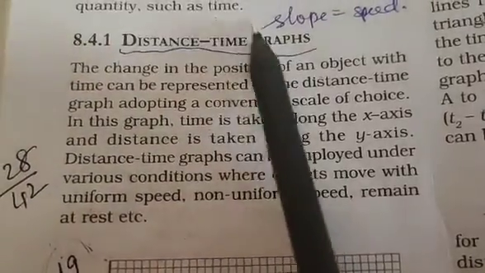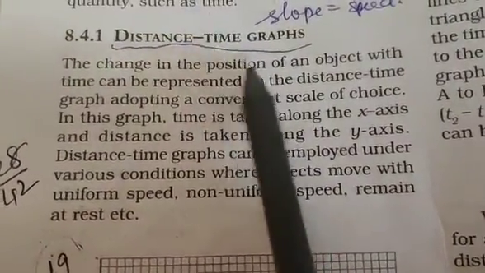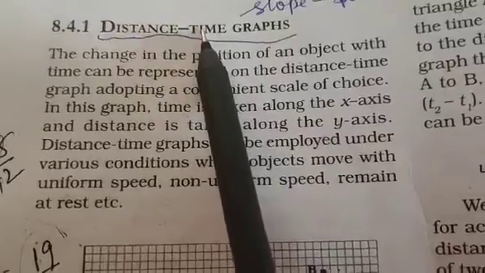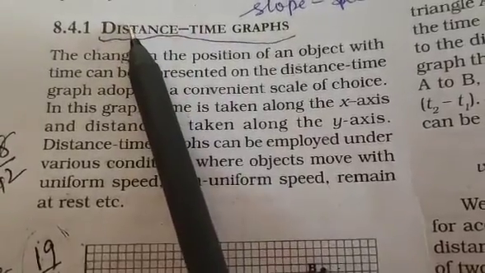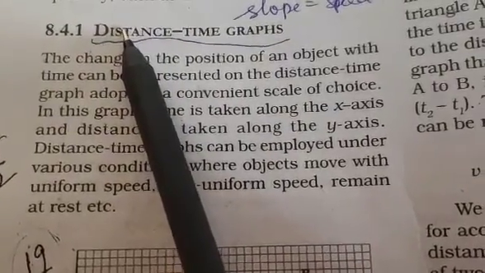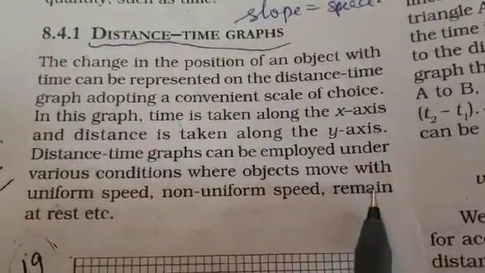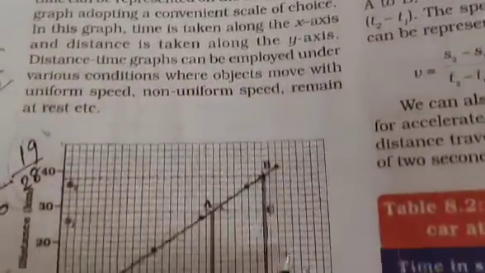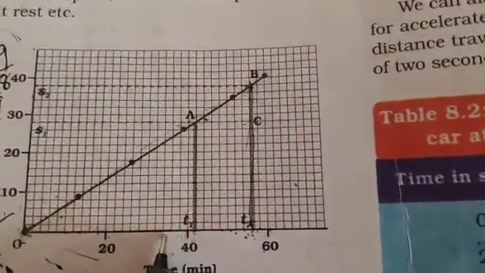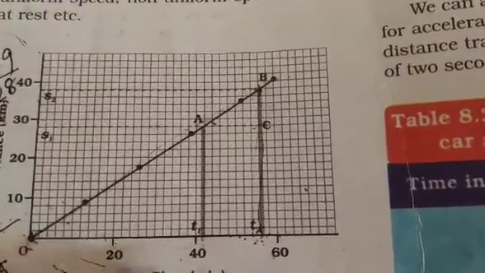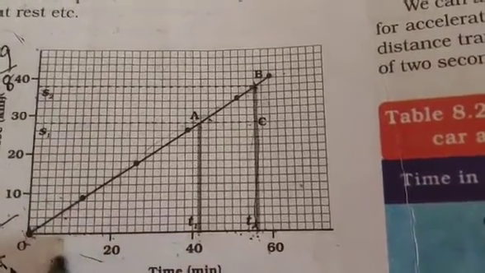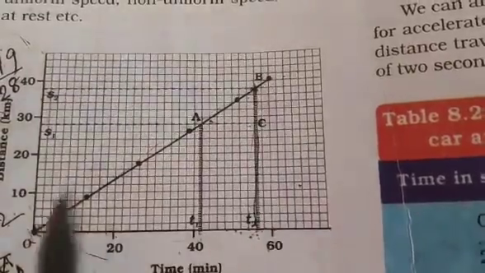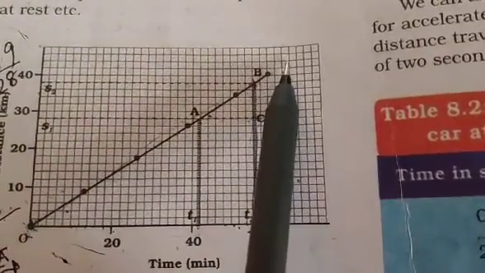In distance time, which is independent? Yes, time is the independent value. So time is considered on the x-axis and distance is considered on the y-axis. So if the object is moving with a uniform speed, the graph will look somewhat like this. Distance versus time graph. In this graph, you find that the graph moves quite straight, which is indicating uniform motion.